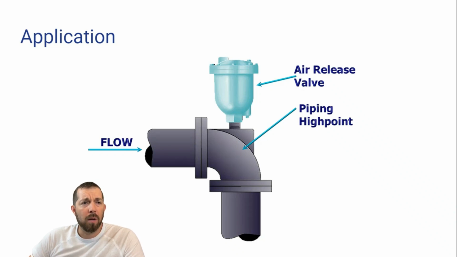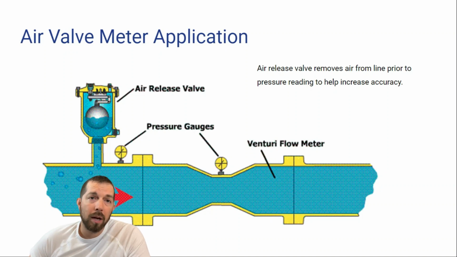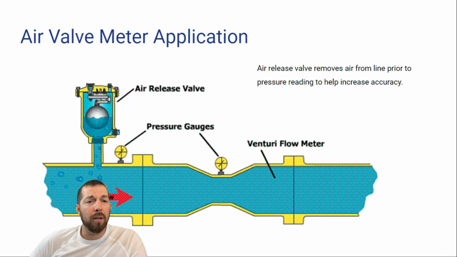Another application, maybe we have a high point, so we want to put an air release valve up there. There could also be a combination air valve there. It just depends on the application, what we actually are looking at. Air valve metering application, this is a good one. We want an air release valve there prior to possibly a metering device. The air valve or the air release obviously removes the air prior to the pressure reading to help increase accuracy.